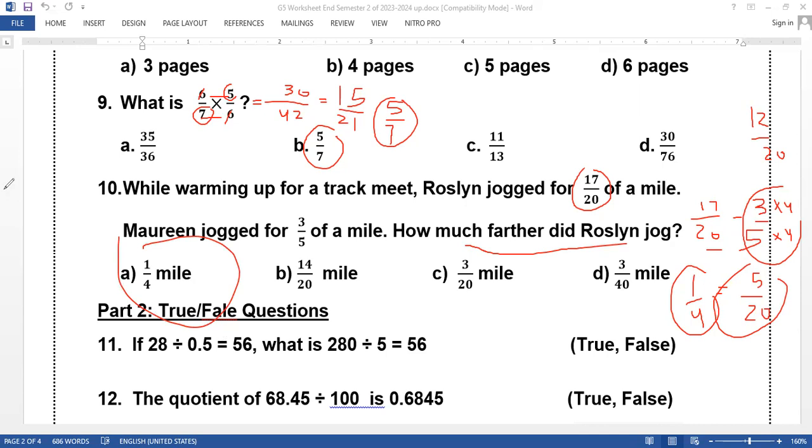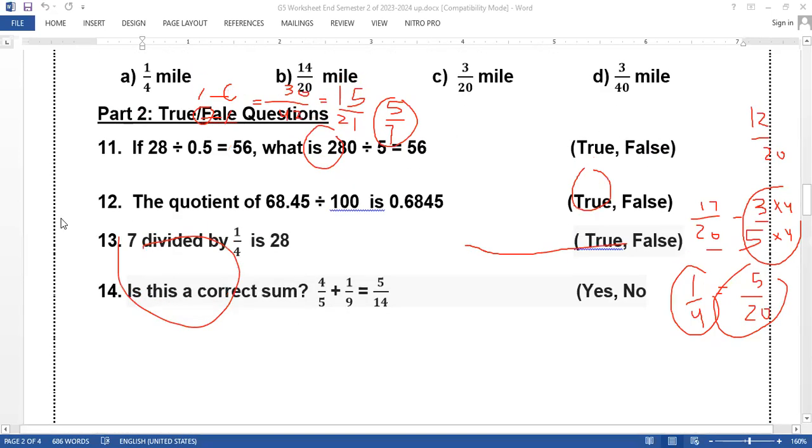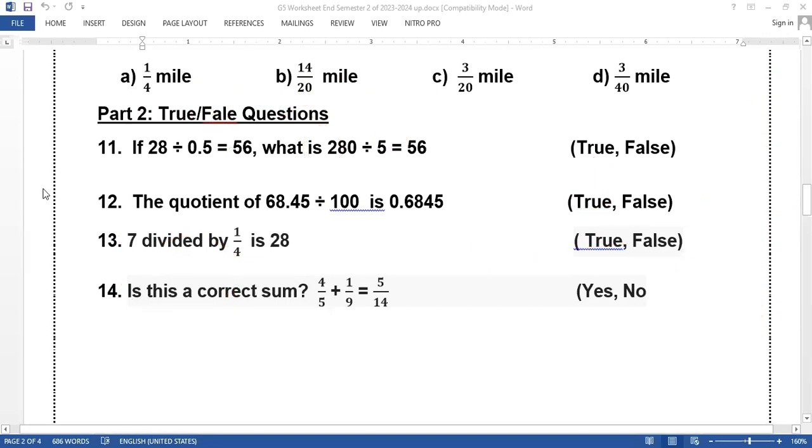Part 2. True or false? If 28 divided by 0.5 equals 56, what is 280 divided by 5? Is it equal to 56? Here, look, 28 becomes 280, so I multiply by 10. And this 0.5 becomes 5, so I multiply by 10. So the answer should be the same.